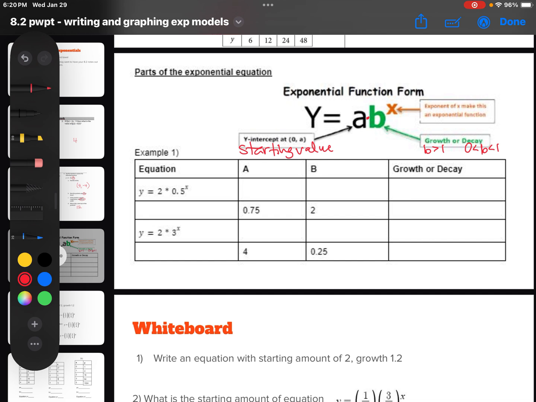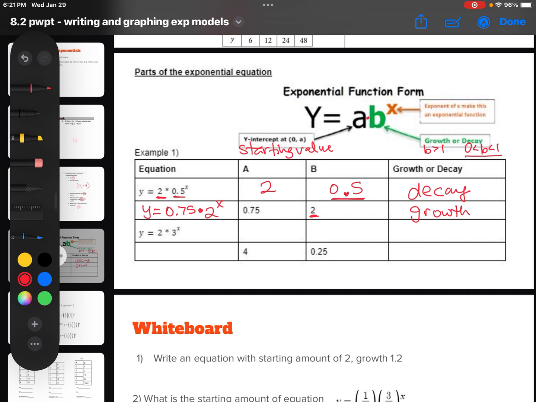All right, so let's do a few examples. y equals 2 times 0.5 to the x. Well, my a is the 2. My b is the 0.5. Because my b value is between 0 and 1, it'll decay. Next example, I give you that a is 0.75 and b is 2, so I'm going to put those into my equation. y equals 0.75 times 2 to the power of x. Make sure that you're writing that x as an exponent. This would represent growth because our b is 2, which is bigger than 1.